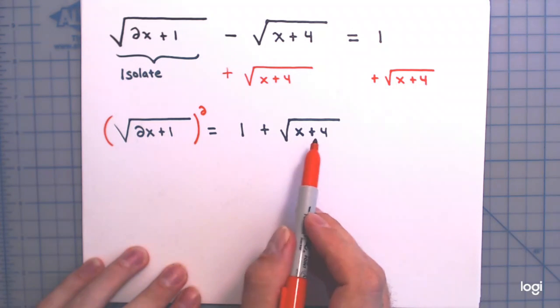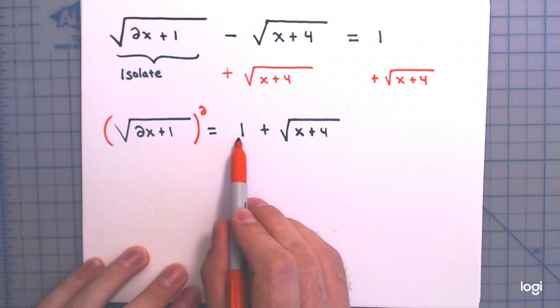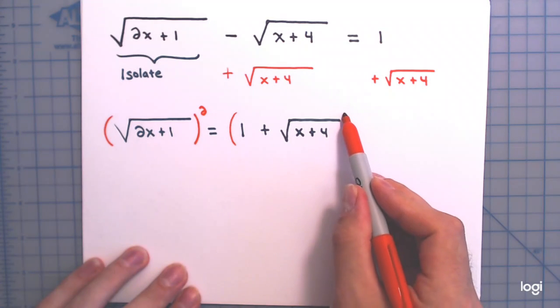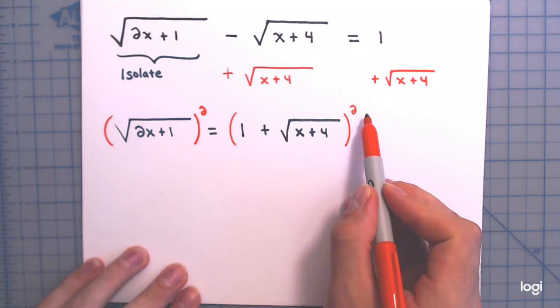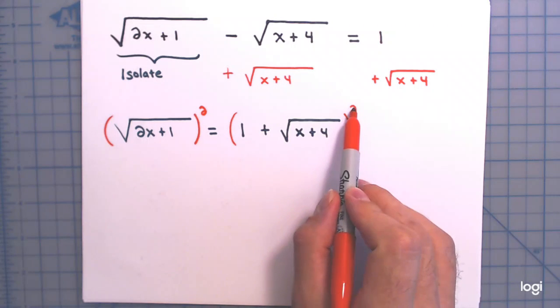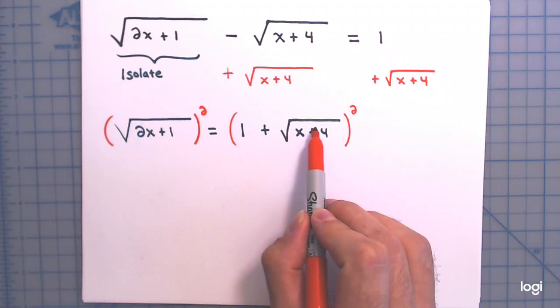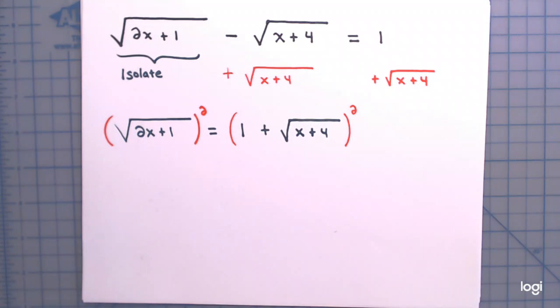Now be very careful. This side has 2 terms, this non-radical term plus this radical term. So you're raising this whole side to the second power. And I've mentioned this before, do not distribute powers. This is not 1 squared plus the square root of x plus 4 squared. Don't put the power on each term. You cannot distribute powers over sums or differences.